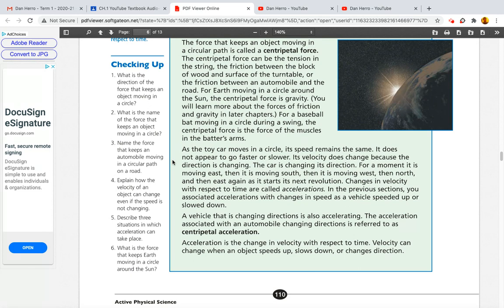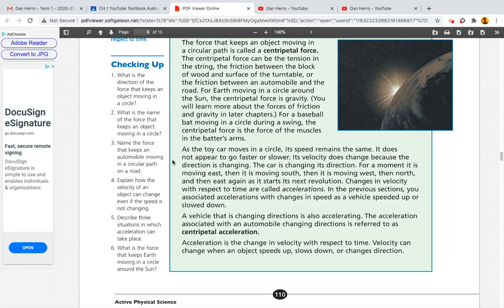As the toy car moves in a circle, its speed remains the same. It does not appear to go faster or slower. Its velocity does change because the direction is changing. The car is changing its direction. For a moment, it is moving east, then it is moving south, then it is moving west, then north, then east again as it starts its next revolution.